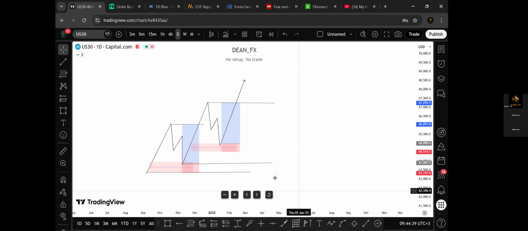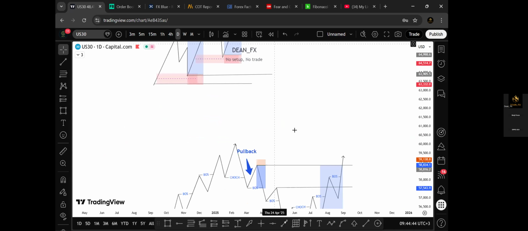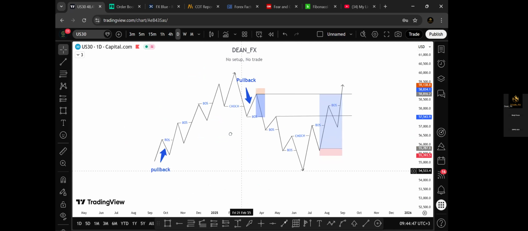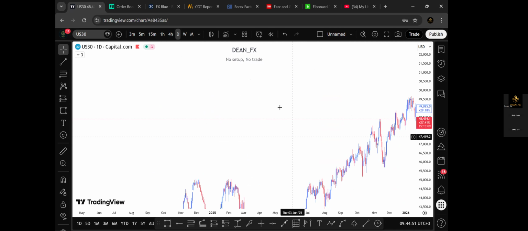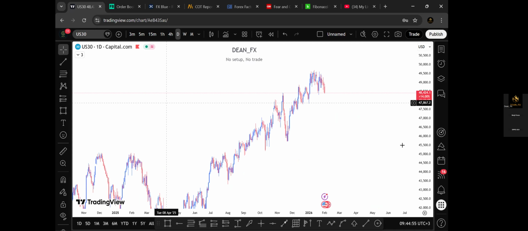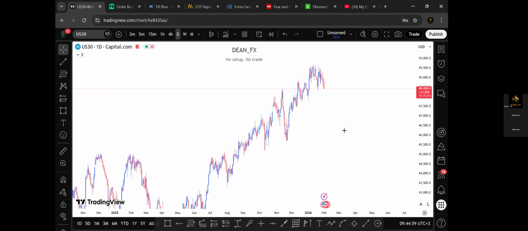I want us to go to the live charts so that I show you the uptrend, downtrend, ranging, and all these that are stated. For example, this is the US 30.